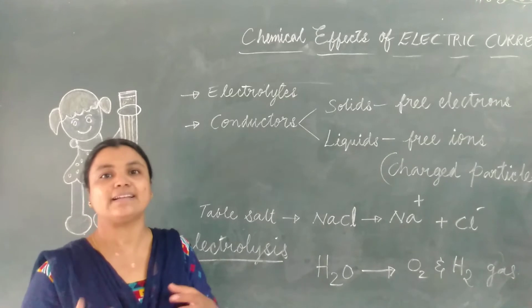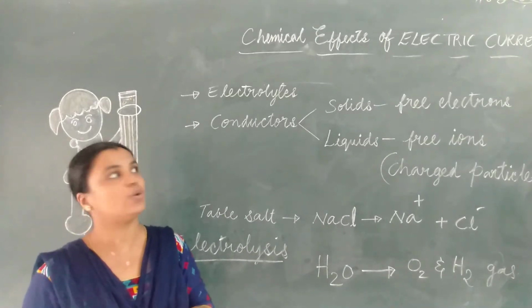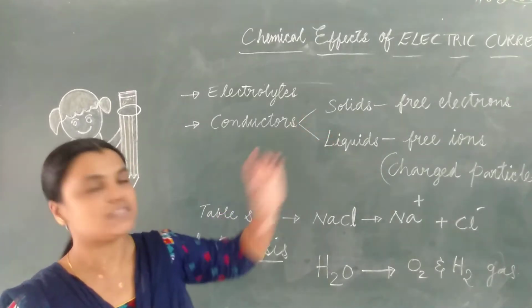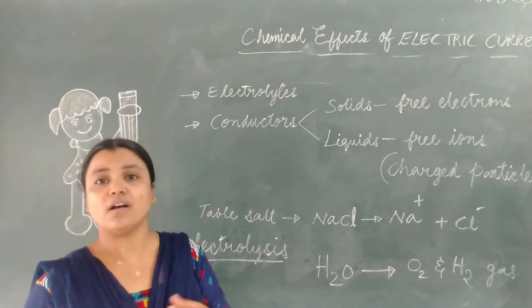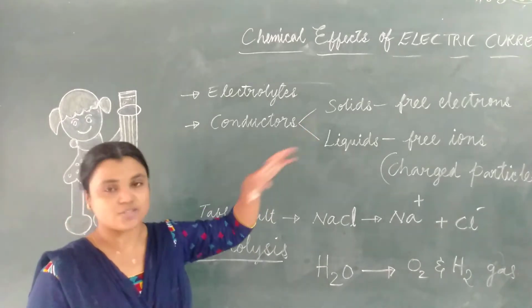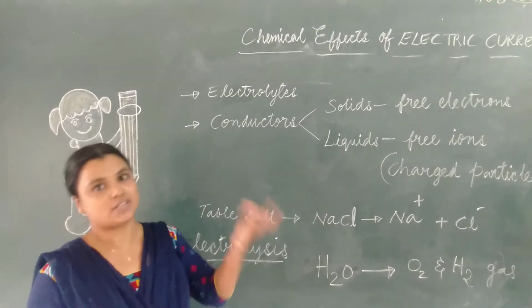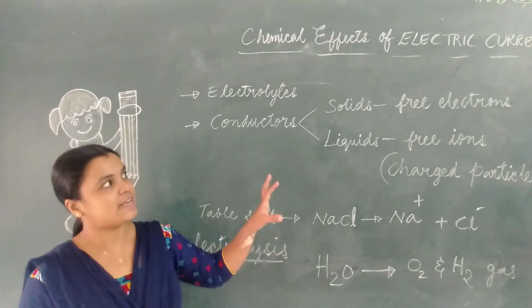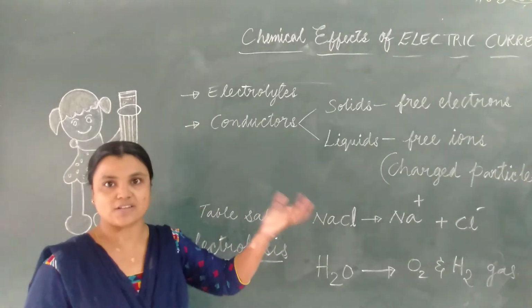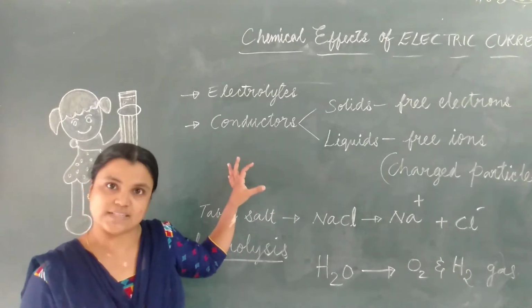About what exactly is electric current. As you know, the term current means flow. So here the electric charges flow and they constitute electricity. So what is electric current? The flow of charges constitutes electricity.